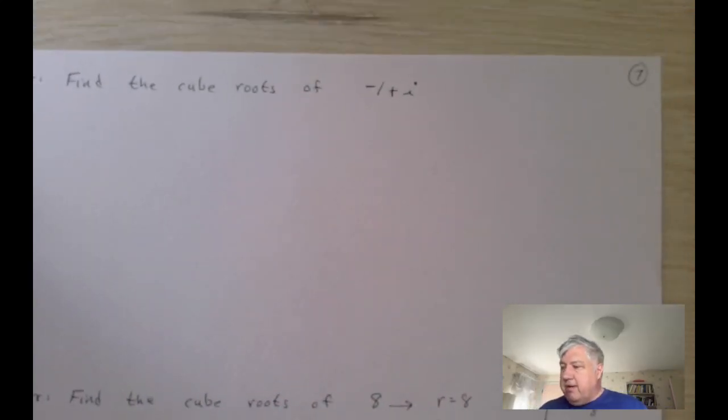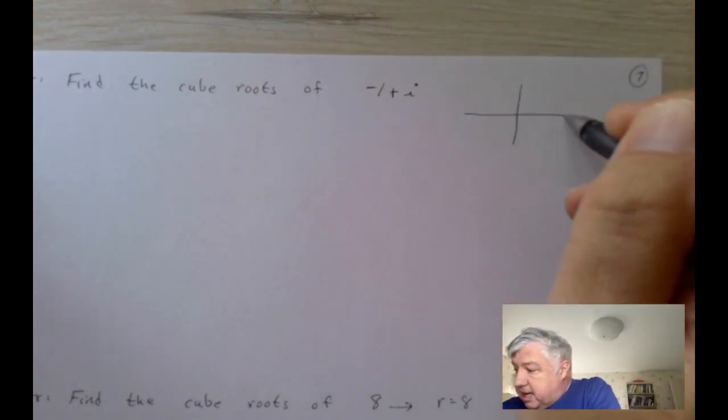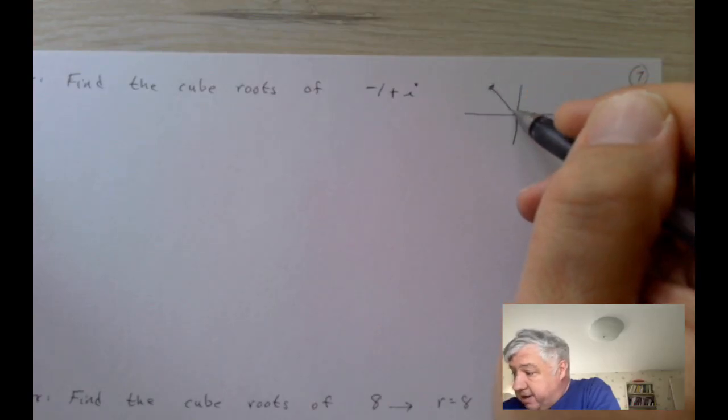Now the cube roots of negative 1 plus i. So let's do that next. So negative 1 plus i is over here in the second quadrant.